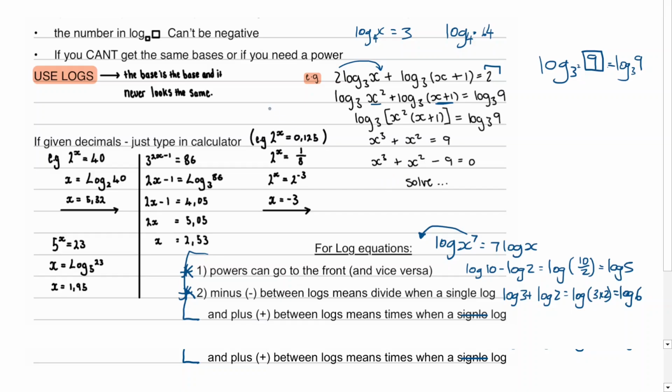The last thing just to comment on from this video is that the numbers in the log base and the other number can't be negative, and so you can't get log base minus 3 of 5 or log base 5 of minus 3. So just look out for that as restrictions. You can't have negatives there.